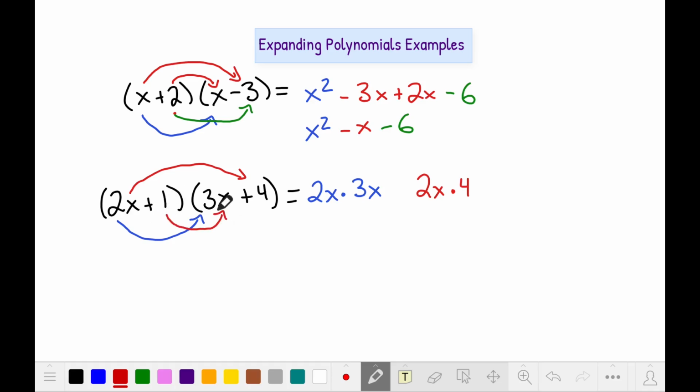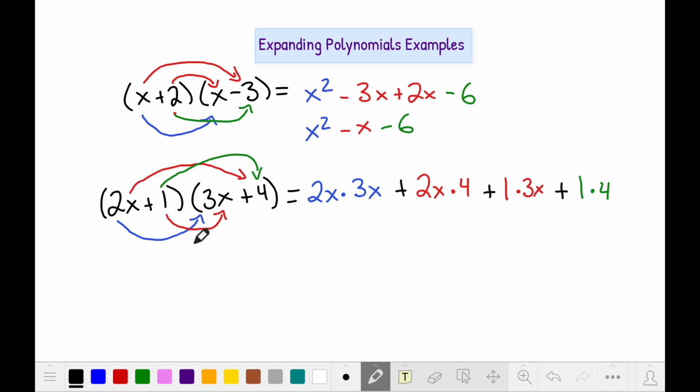So we're going to have 1 times 3x. And then finally, the number 1 is going to say hello to the only non-x term on the other side, which is the 4. Now, these were all positive, so these are all going to be additions.